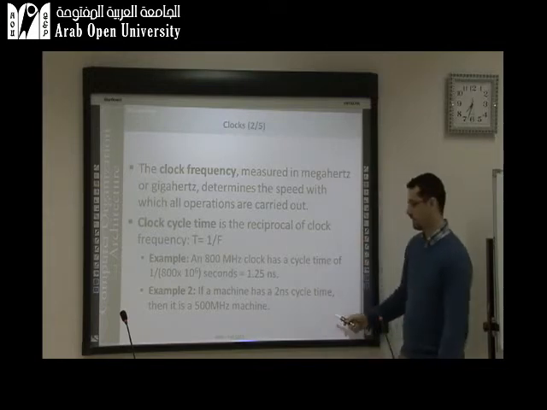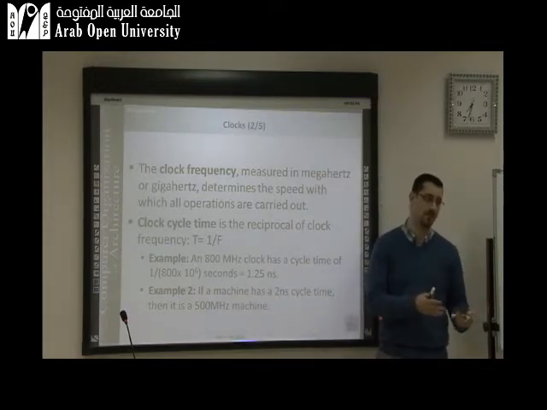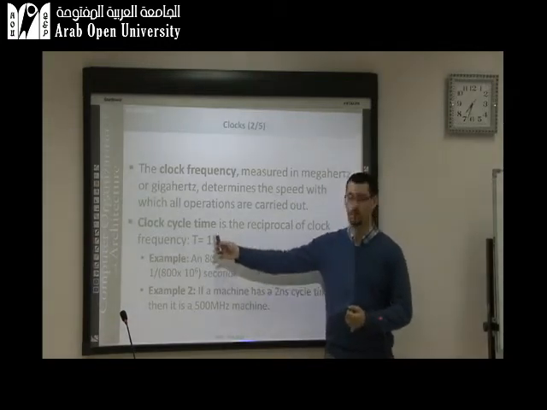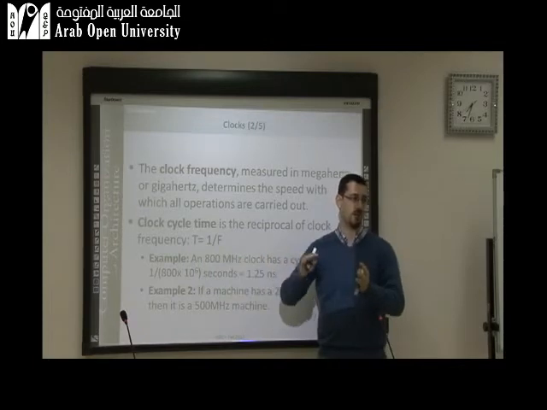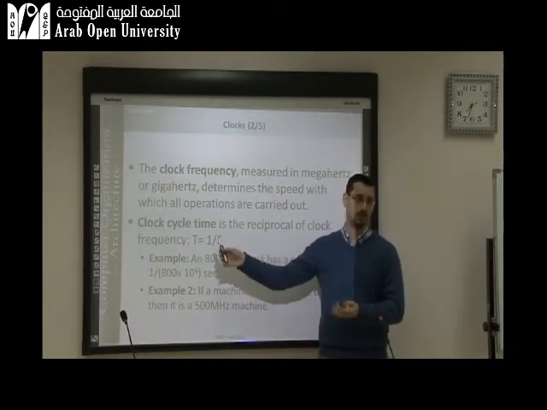Now this is another example, but here you have the period and you need to calculate the frequency. Obviously, if T equals 1 over f, then f equals 1 over T, so T will be 1 over f and vice versa.